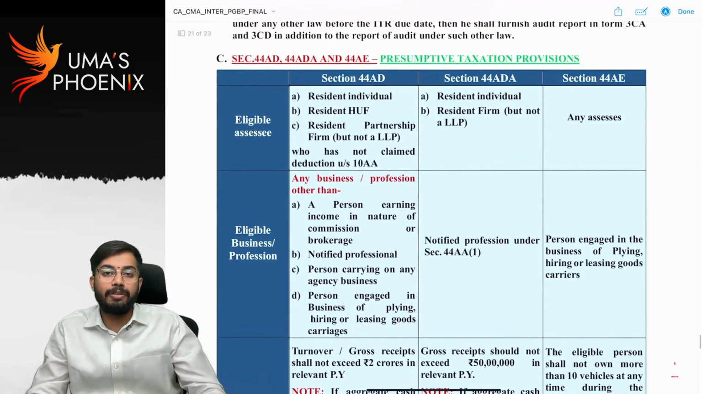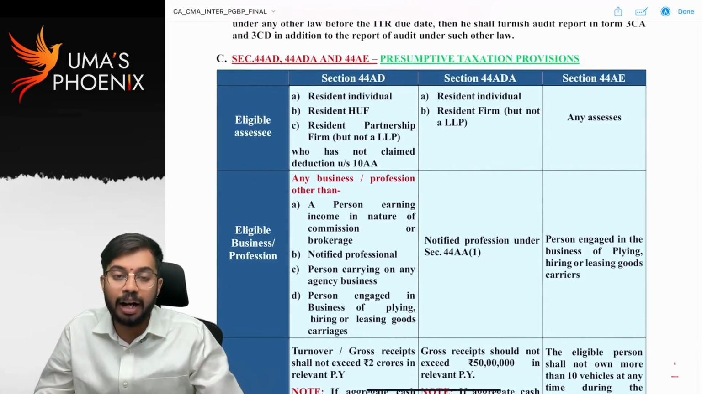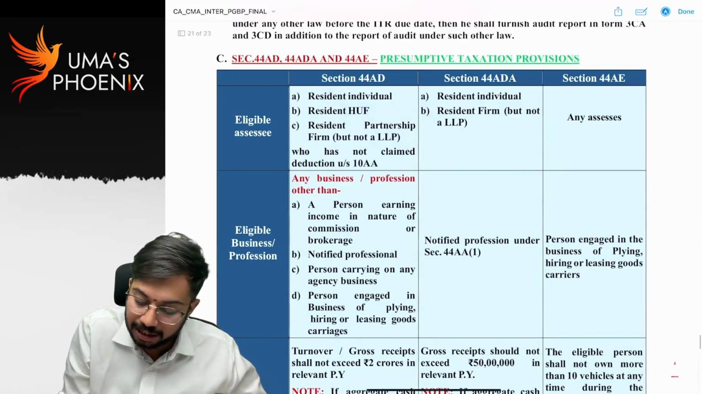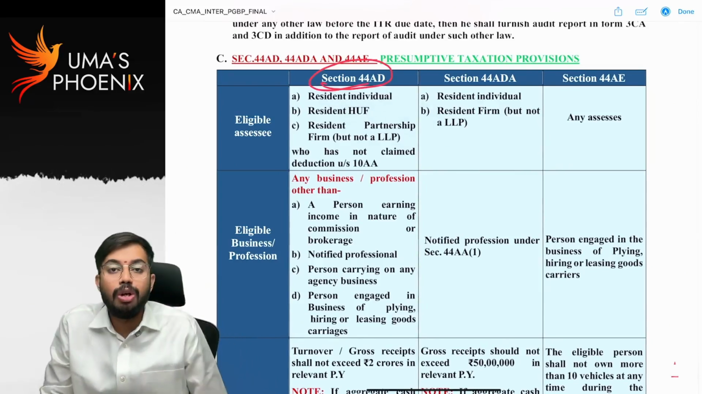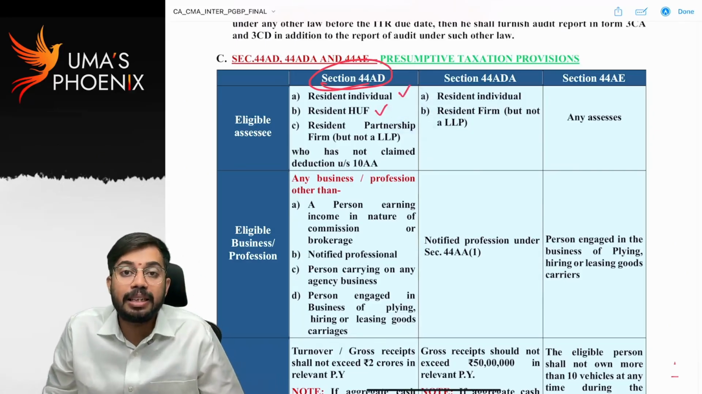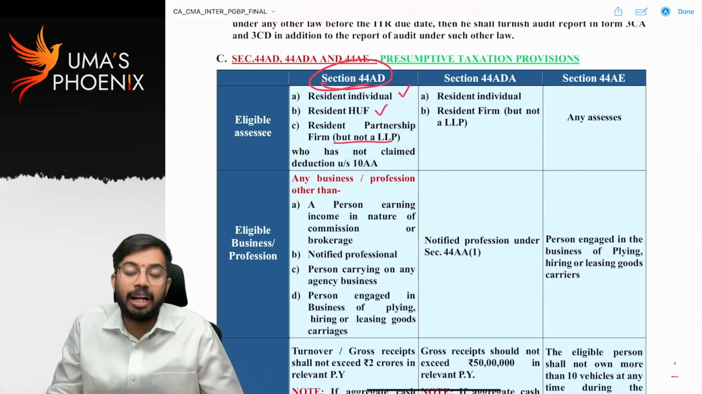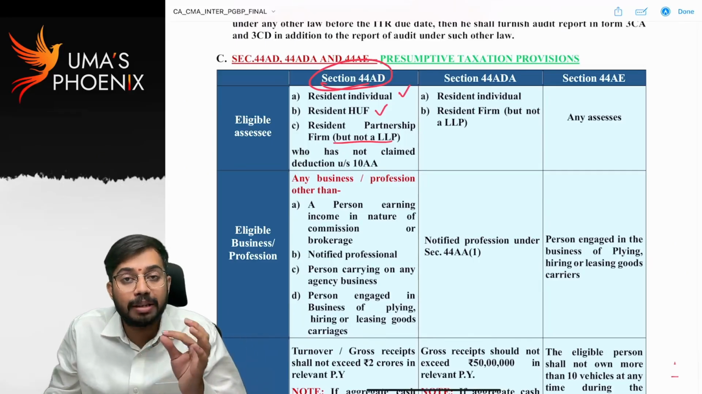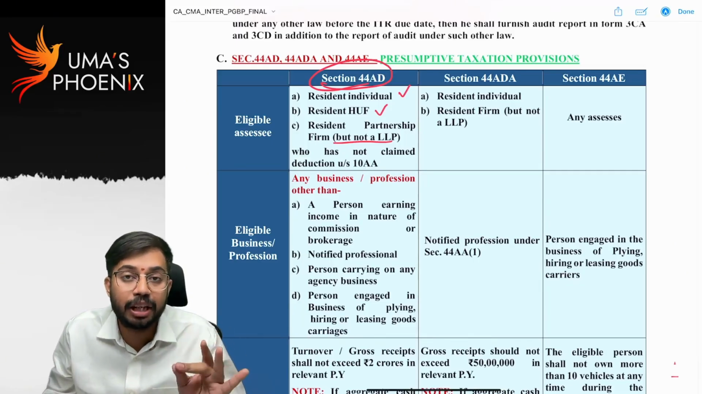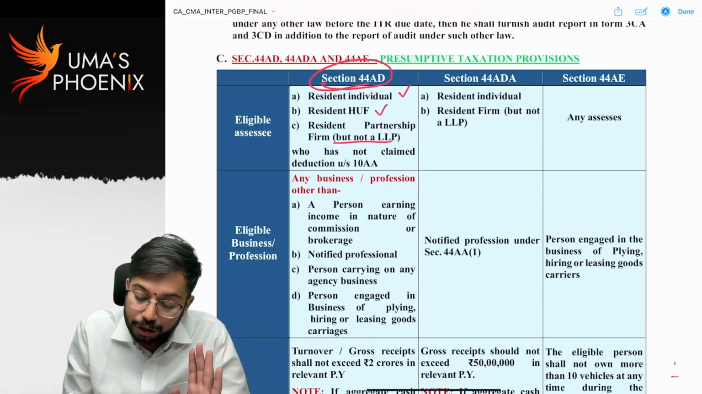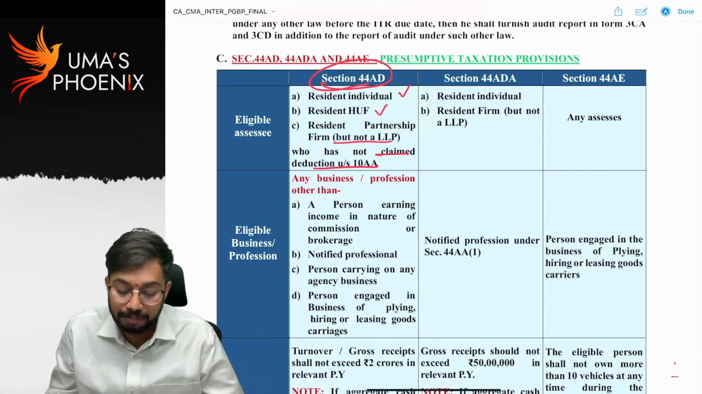Next, Presumptive Provisions, Section 44AD, 44ADA and 44AE. Let me discuss section by section. First, I will discuss section 44AD. Who can choose 44AD? Resident individual, resident HUF, resident partnership firm other than LLP. That means non-residents cannot choose presumptive section 44AD. It is available only for residents, resident individual, resident HUF, resident partnership firm but not LLP, and those who are choosing 44AD should not claim deduction under section 10AA.